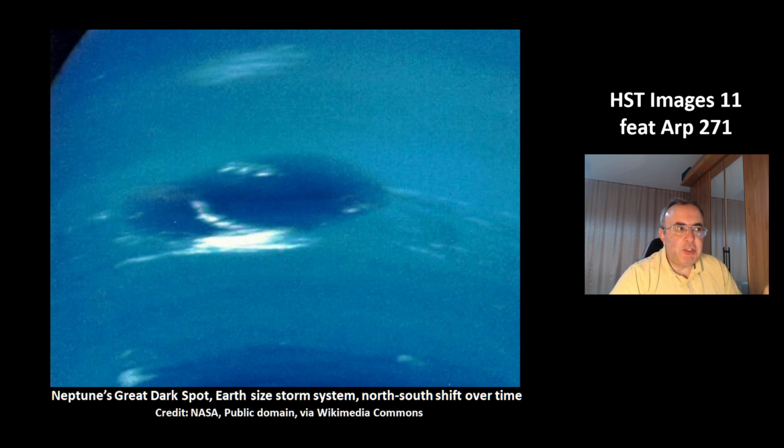And this is a nice picture of the Great Dark Spot of Neptune. It is about Earth's size. This is a storm system which over time shifted from the north to the south. That's one big difference of Neptune's Great Dark Spot compared to the Great Red Spot of Jupiter.